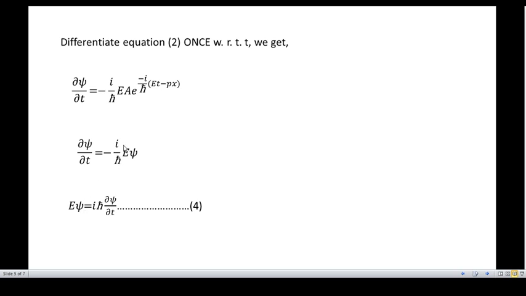Okay. So now E psi, what is it? Minus i by h cross can be written as 1 by i h cross, so therefore you will get E psi is equal to i into h cross into dou psi by dou t. This is obtained upon differentiating equation 2 once with respect to t. This is equation 4. So equation 4 is also an important equation.